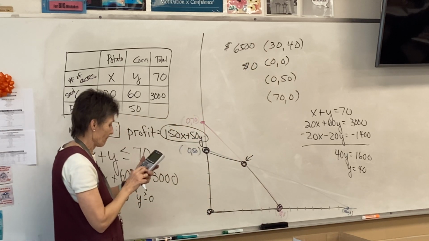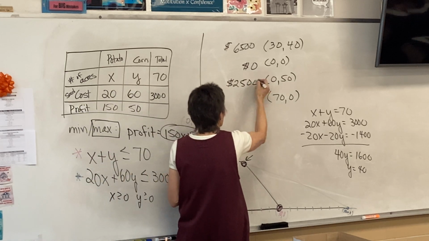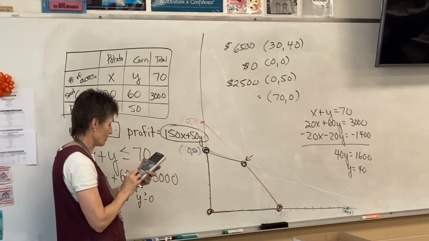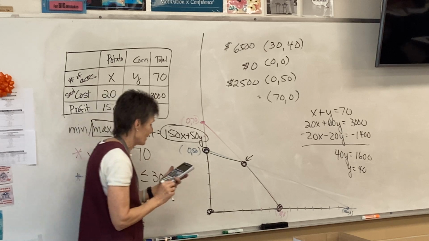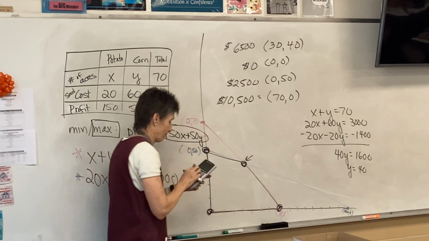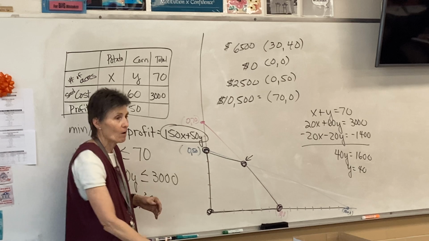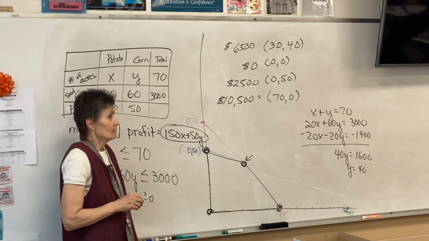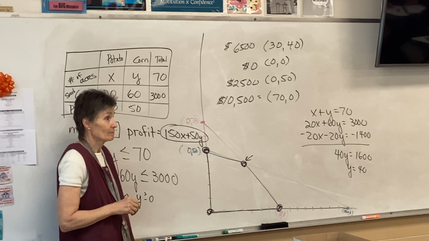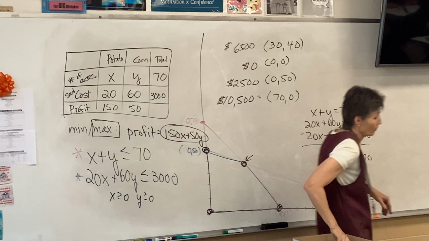0, 50 gives 2,500. And, oh, we might have a winner there. So what are you going to advise this farmer to do? Plant all 70 acres in potatoes. Yep, you're gonna plant 70 acres of potatoes and no corn.